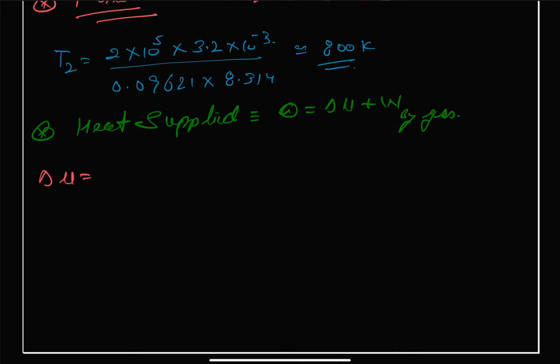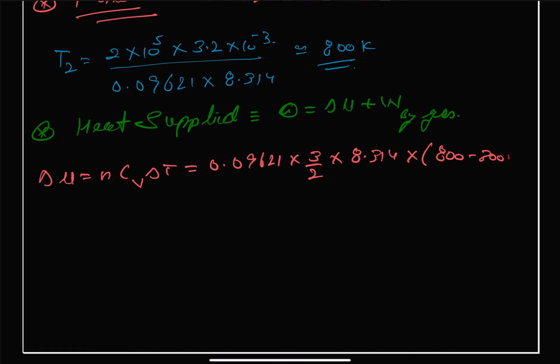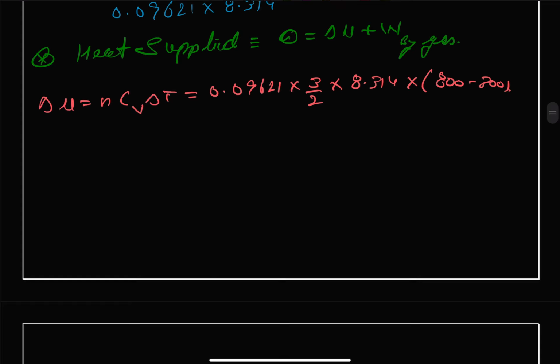Delta U is equal to n C delta T, and we substitute the value. n is 0.09621, C comes as 3/2 times R. R is 8.314, and delta T is T2 minus T1, that is 800 minus 300. So we get that our delta U will be approximately equal to 599.8 joules.